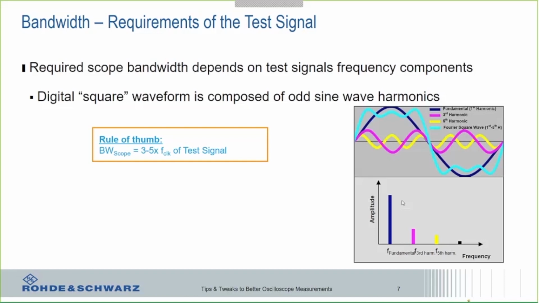But one thing to keep in mind is that there are some tips to know when you can get by with less and when you may need more. We'll talk about that when we get into the specification section. But in general, the rule of thumb is you want 3 to 5x the frequency of your test signal for the bandwidth of your scope, and that'll give you a very good measurement of your waveform.